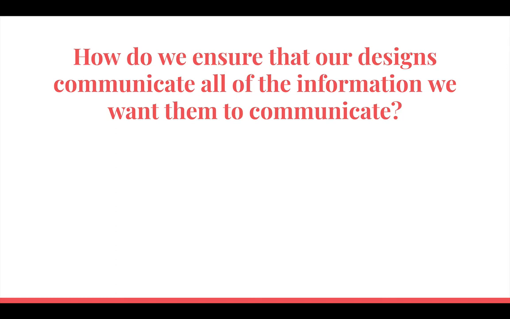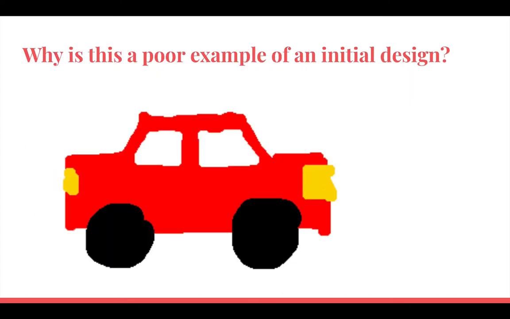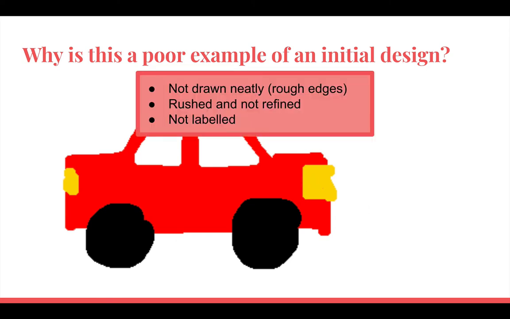So how should you design? How do we ensure that our designs communicate all of the information we want? There's three things. They need to be neat, they need to be labelled, and they need to show specific details. So I often ask Year 7s to design a variety of different things they're looking to make. I often get designs that look a little bit like this, and this is an example of a poor initial design.